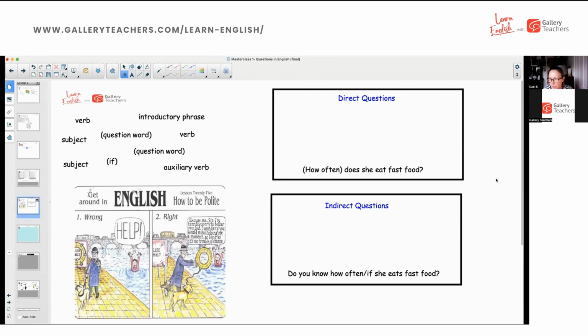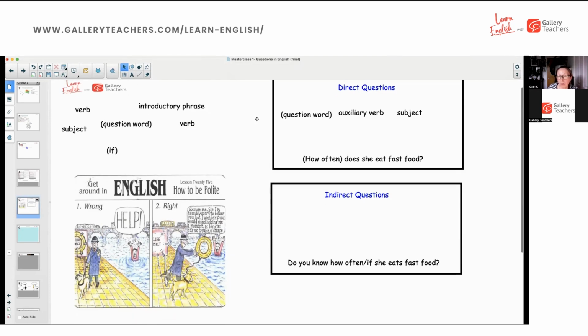Now, again, very quickly, before we move on to something more difficult, let's just do the form of direct and indirect questions. So we have an example. How often does she eat? Do you know how often or if she eats fast food? So what happens here? The first one is the question word, right? Then what's next? The auxiliary verb. And then we have the subject, and then the verb. So this is how we make direct questions: question word, auxiliary verb, subject, verb.